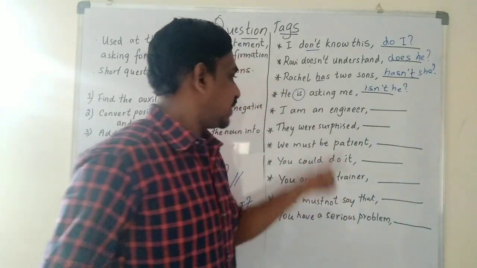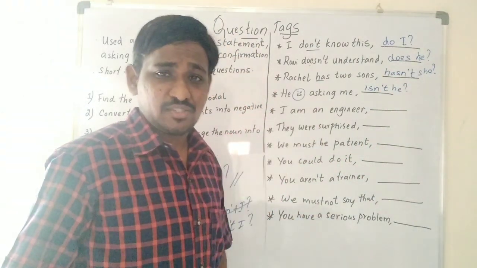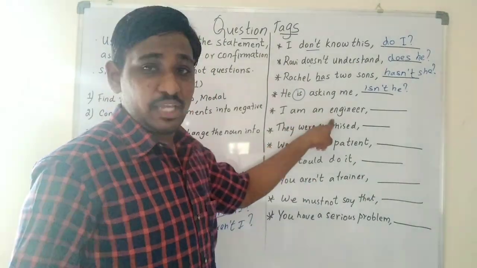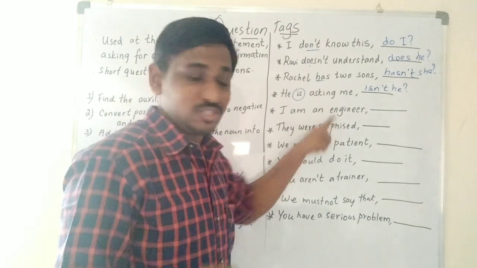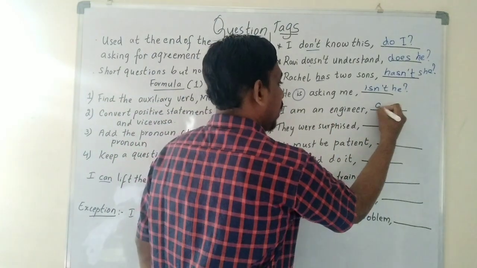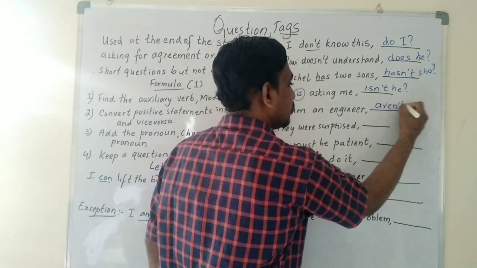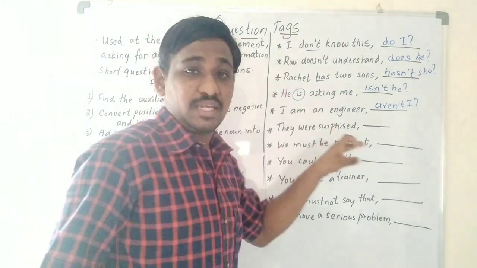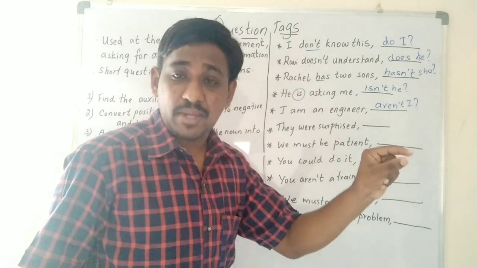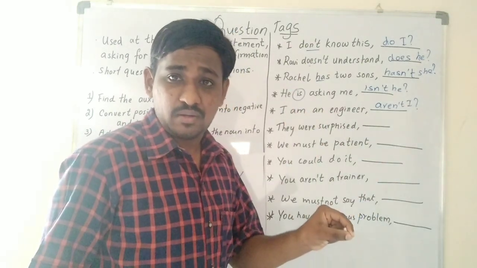Fine. So I think you're confident now to complete the rest of the things. I am an engineer. Come on. I told you an exception for this. I am an engineer. Aren't I? So you have to keep aren't I. When it is negative, I am not an engineer, am I? Am I is there, but aren't I is not there.